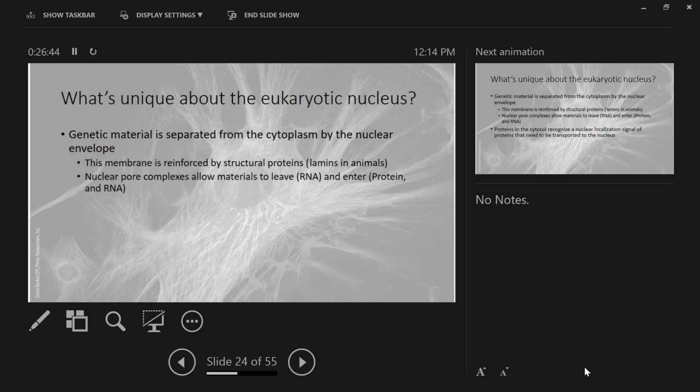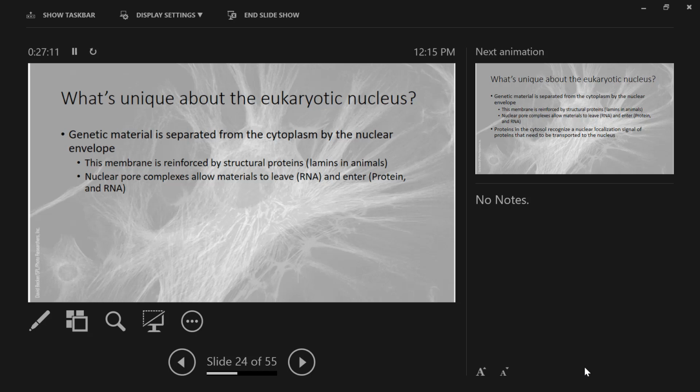Then we've got these pores called nuclear pore complexes. These allow materials to leave, like RNA. We talked about the analogy of the factory and the nucleic acids. What type of workers are they? They're the white collar workers, but then you've got DNA that's like the white collar worker that never leaves the office. You don't know how they get in there. There must be some secret entrance to that factory.